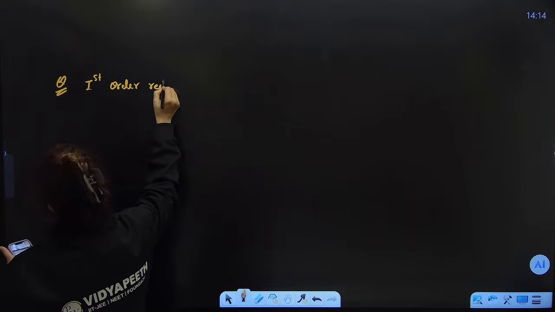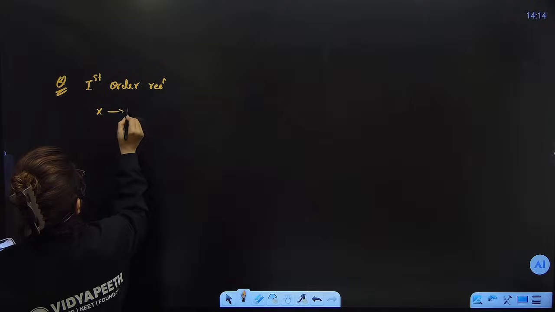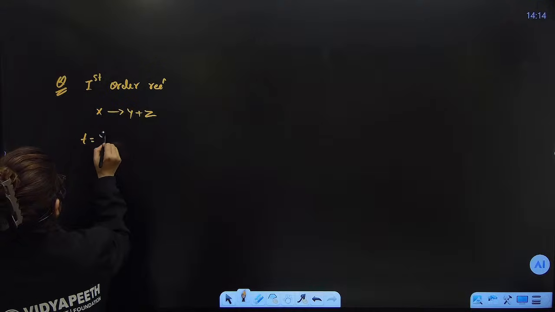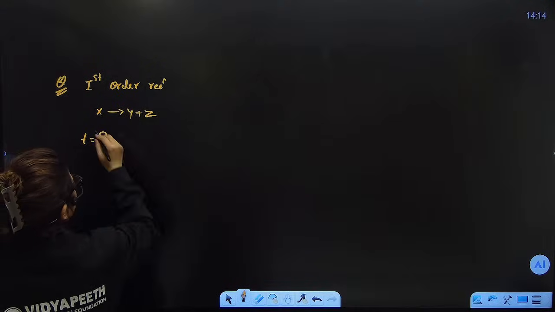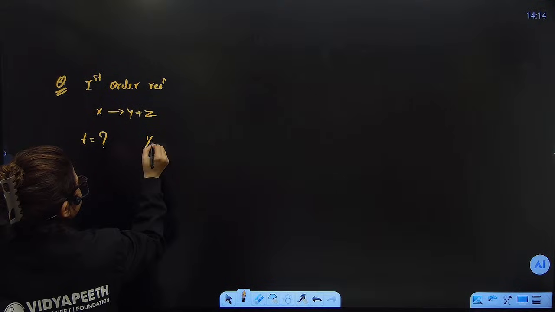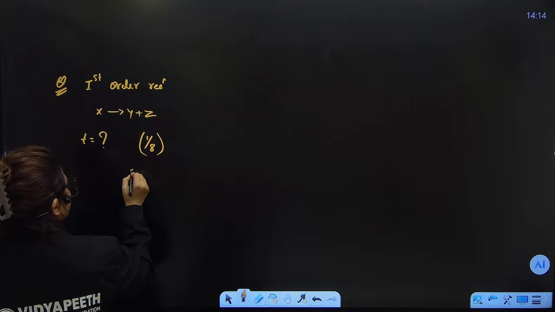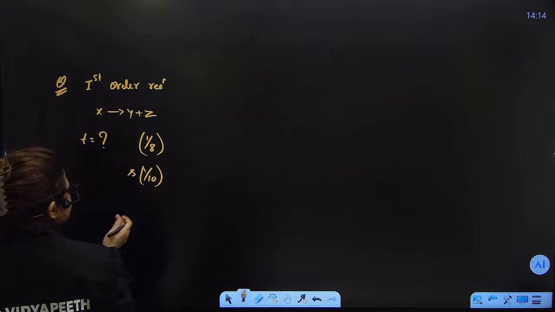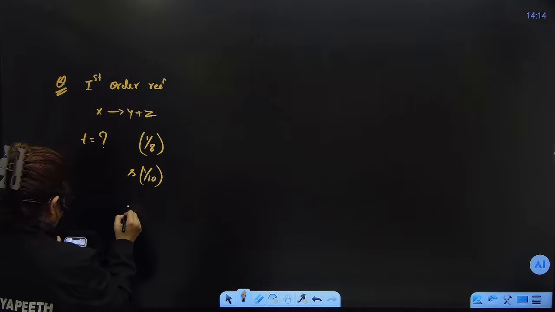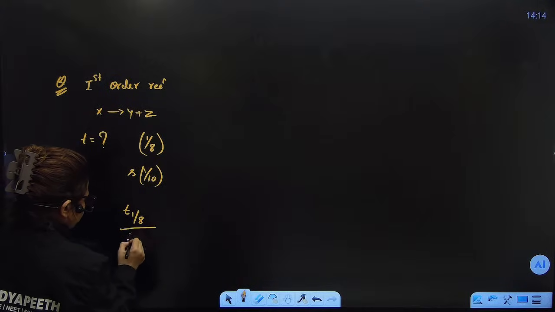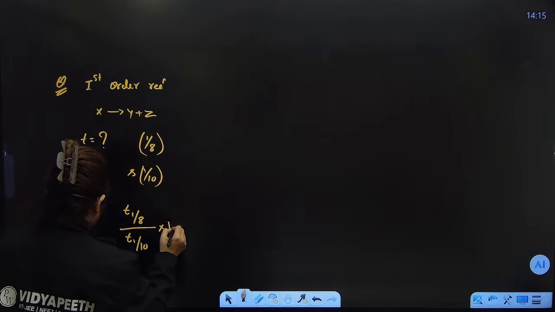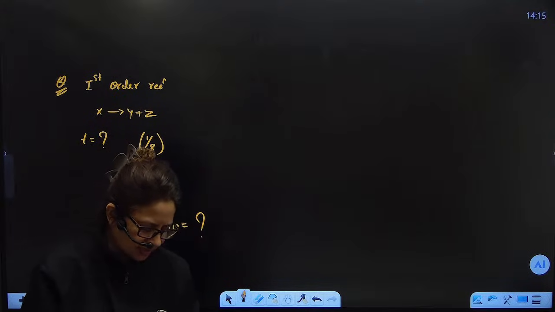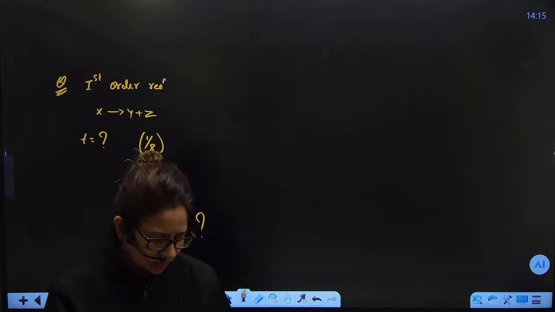For a first order reaction, X is converted into Y plus Z. We are asked to find the time required for decomposition of this reaction till 1 by 8 and 1 by 10 of its initial concentration. So we have to find T1 by 8 to T1 by 10 into 10 value. They have given all the log values: log 8, log 7, log 9, all values are given.